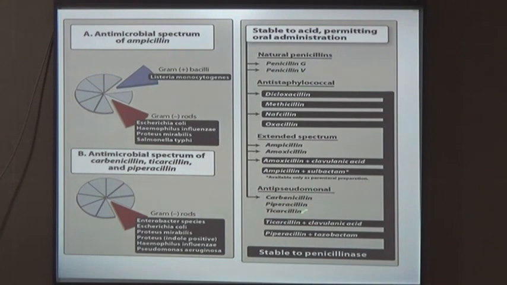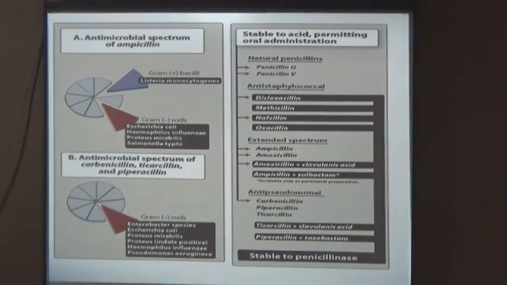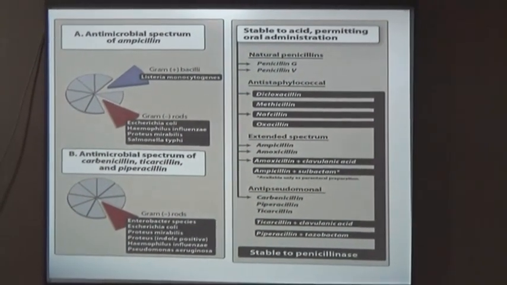Another one is anti-pseudomonal. Pseudomonas is very important. What are the drugs effective against Pseudomonas is very important. Among penicillins, anti-pseudomonal drugs are carbenicillin, piperacillin and ticarcillin.